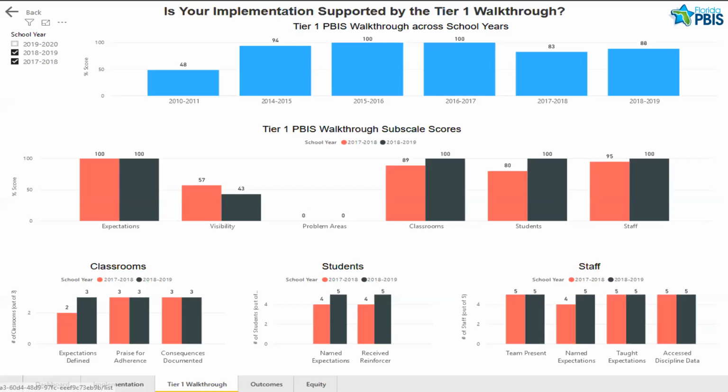Another way to triangulate that is to look at your walkthrough data. Walkthroughs are typically conducted by a person who's not from the school, from outside the school. It could be the district coordinator or a coach, or perhaps a point of contact from another school. The value of the walkthrough data is that it's an independent review based on observations with a rubric, so we can triangulate between the BOQ, which is a self-report, and this walkthrough data, just how valid some of this information is so that we're acting upon things that truly are a significant concern.